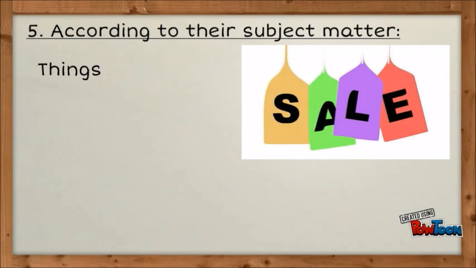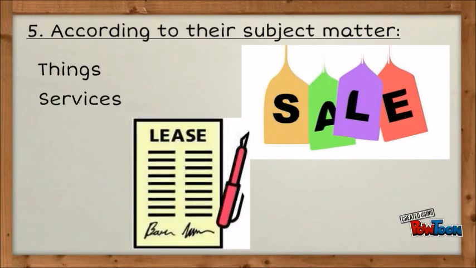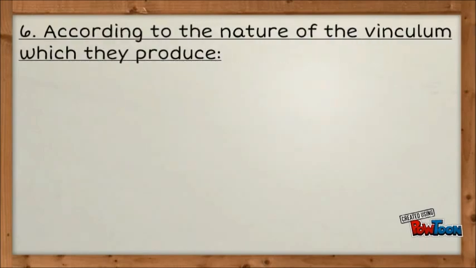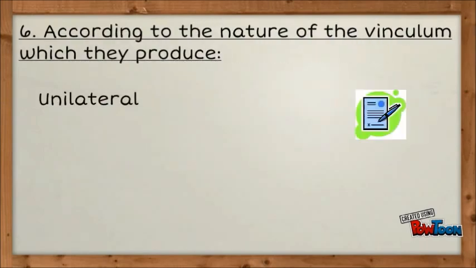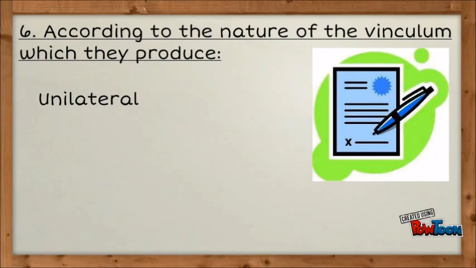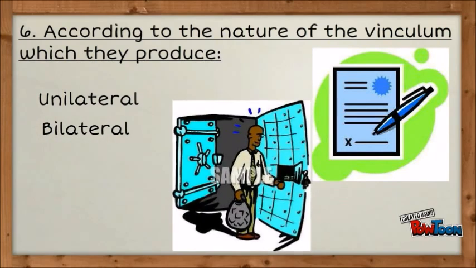According to their subject matter. Things, examples, sale, deposit, or pledge. Services, examples, agency, lease of services, and labor. According to the nature of the vinculum which they produce. Unilateral, or those which give rise to an obligation for only one of the parties. Examples, commodatum. Bilateral, which give rise to reciprocal obligations for both parties. Examples, sales or lease.